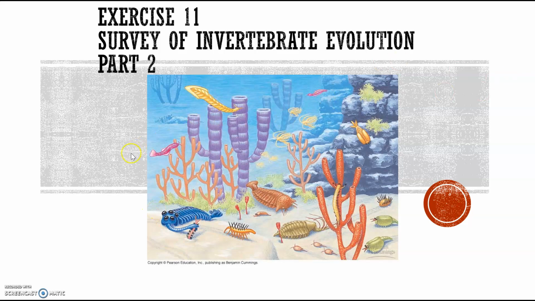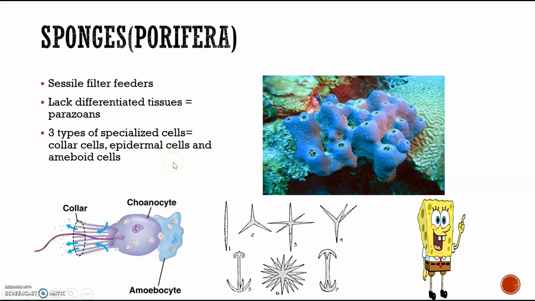Hello everyone, welcome to the Bio 105 Lab, Exercise 11, Survey of Invertebrate Evolution, Part 2. So in this one we are going to talk about the individual phyla of the invertebrates. So starting out with our most simple ones, we're going to talk about sponges, the porifera.